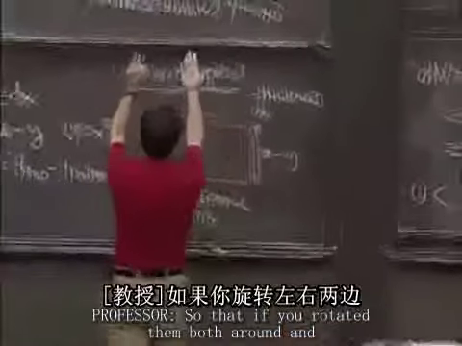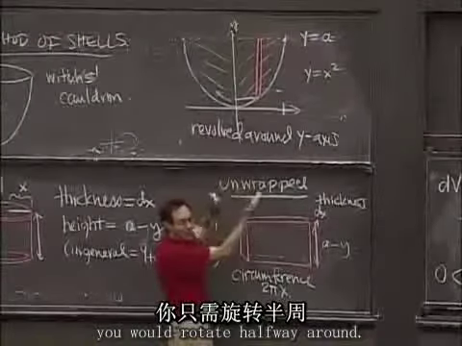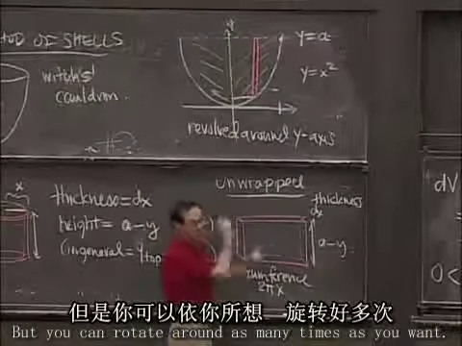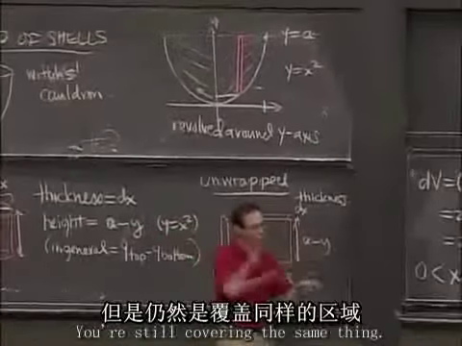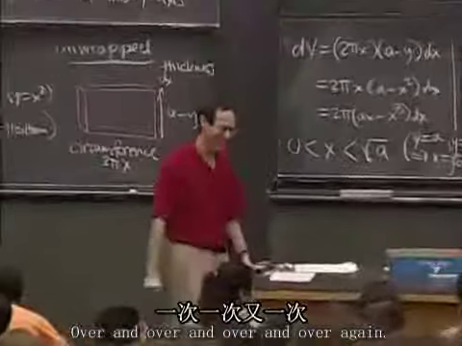If you rotated them both around and you only wanted to cover things once, you would rotate halfway around, only by 180 degrees. That's true. But you can rotate around as many times as you want. You're still covering the same thing over and over again. Okay?